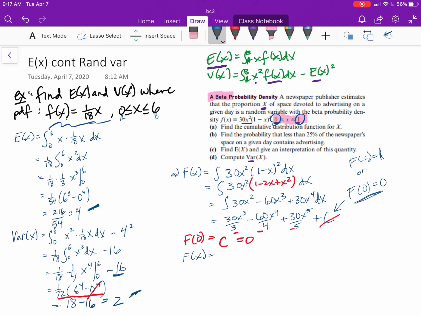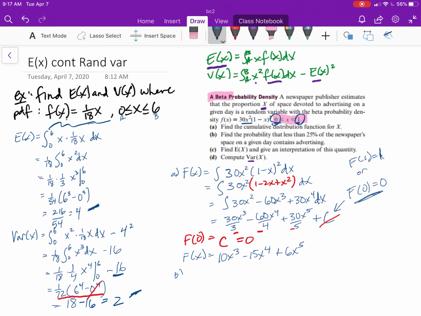So let's go ahead and reduce this though. 30 over 3 is 10, 60 over 4 is 15, and 30 over 5 is 6. Okay. That is our cumulative distribution function.